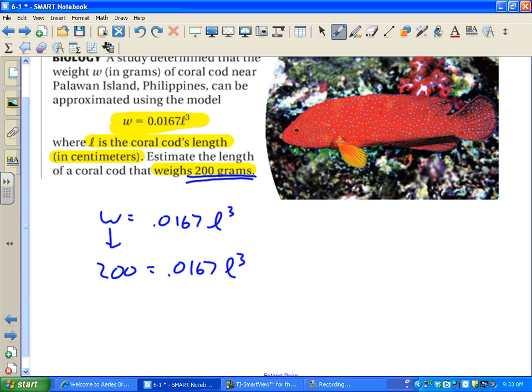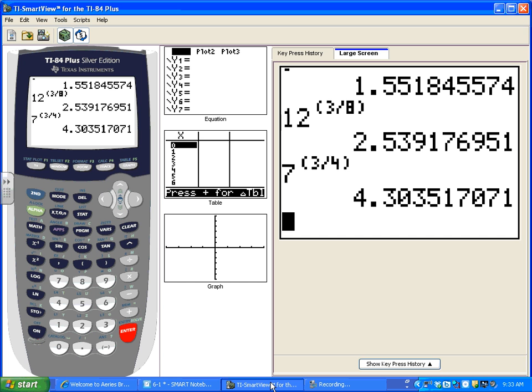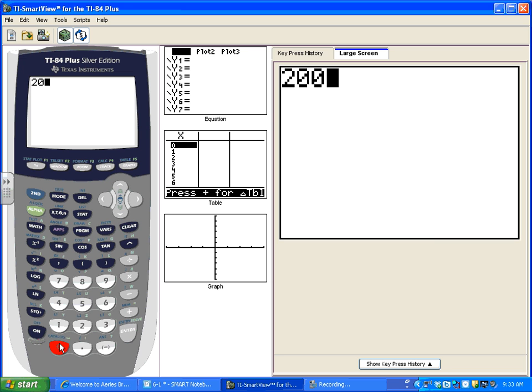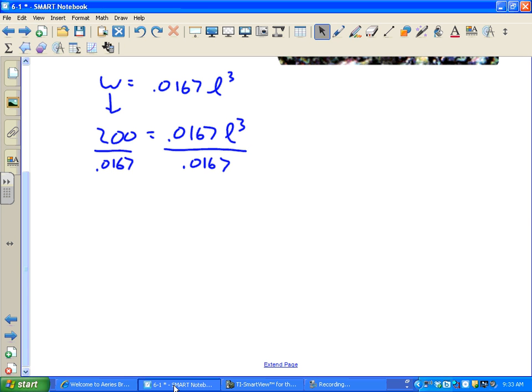And really, all it's asking for is the length. So I've got to solve that equation for L. I'll be going in and out of the calculator with this one. First thing I'm going to do is divide both sides of this equation by 0.0167. So in my calculator, I'm going to put 200 divided by 0.0167. And it gives me that number right there. I'm just going to leave it. Next up, since I'm doing this in my calculator, I have L cubed equals that number that's sitting in my calculator.